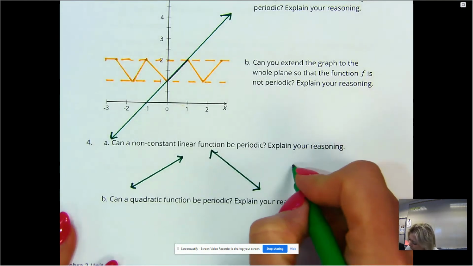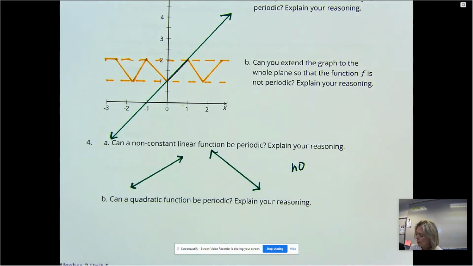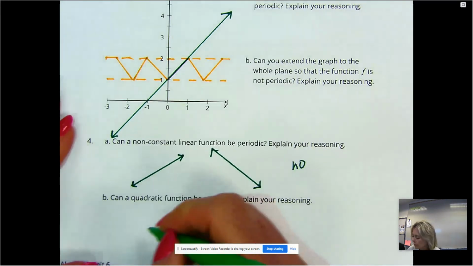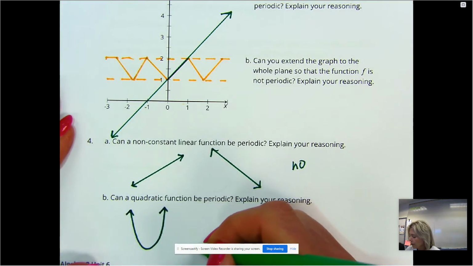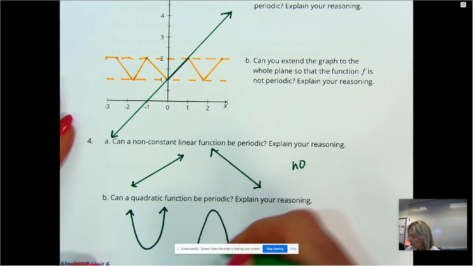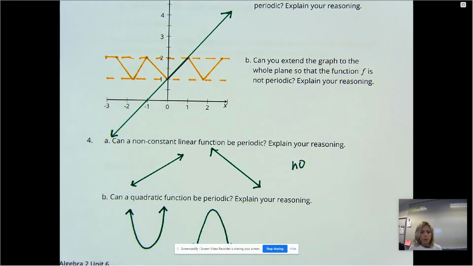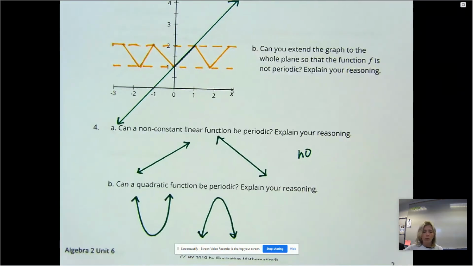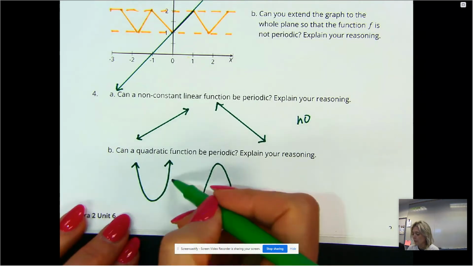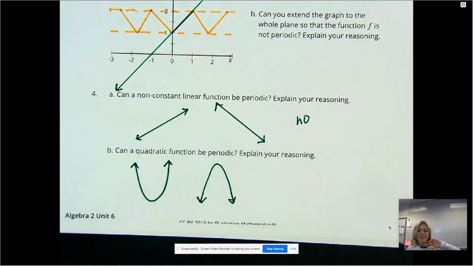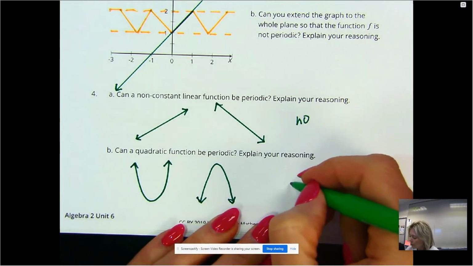So no for A. Then the next question, what about a quadratic? Well, a quadratic graphs a parabola that either opens up or opens down. Neither of those would be considered periodic, even though their values repeat. They're going to have the same output on each side, but it's not over and over and over. It doesn't turn around and go back and turn around and go back like a periodic function does. So this is also no.